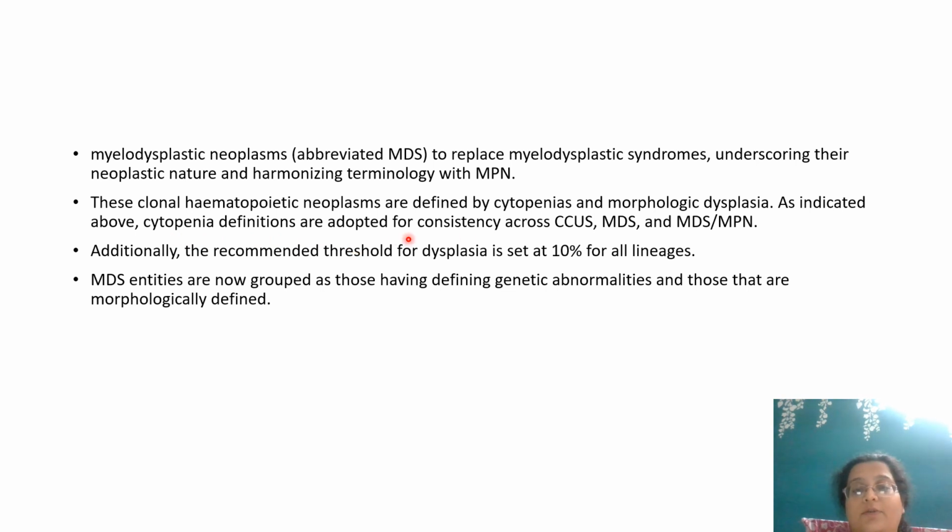Cytopenia definitions are adopted for consistency across CCUS, MDS. मतलब there are cytopenia किसको कहेंगे, that has always been defined. Platelet less than 1 lakh, neutrophil count, then your hemoglobin, all that less than 10 and all that criteria. So when is it called cytopenia? It is defined for every entity. Additionally, the recommended threshold for dysplasia is set at 10% of all lineages. You all know MDS entities are now grouped as those having defining genetic abnormality and those morphologically defined.